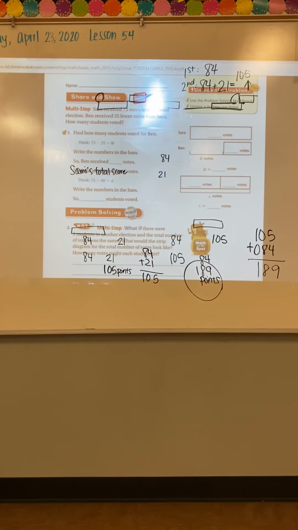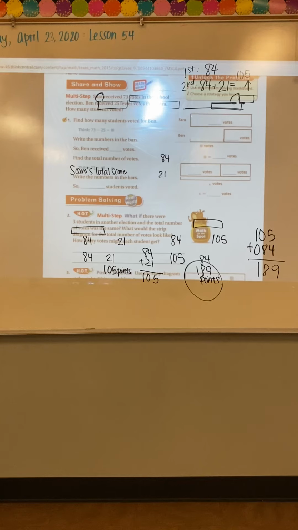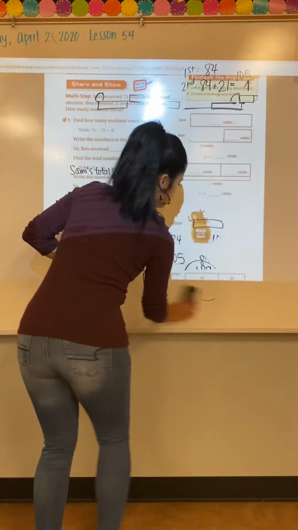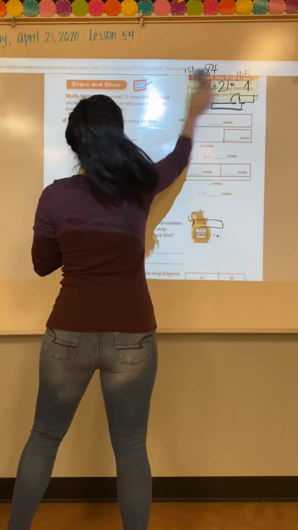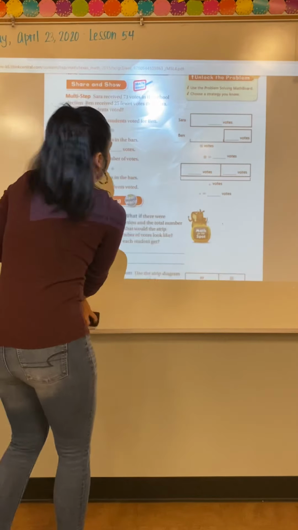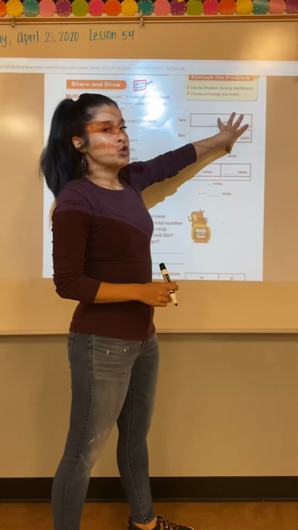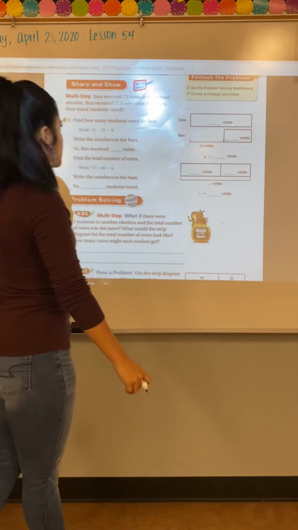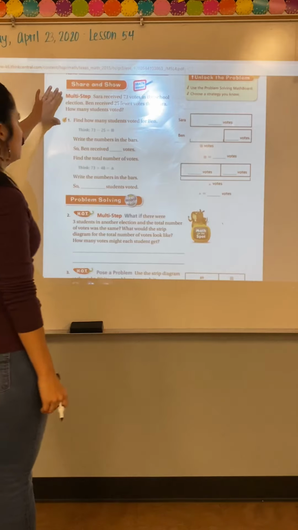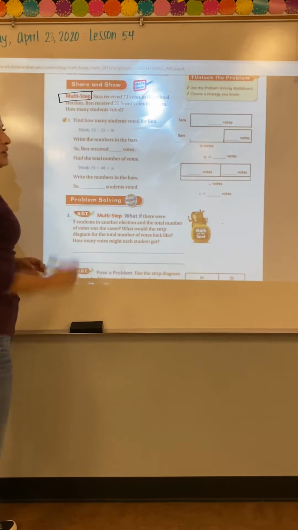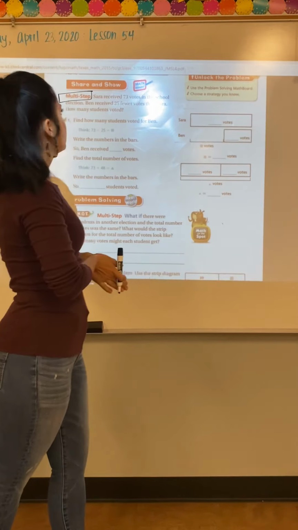I'm going to skip around. I'm going to be under share and show. That's going to be on page 159. Let's take a look at number 1. And immediately I notice that, oh, we have a strip diagram to use as a strategy here. Okay, now number 1, it says it's multi-step, so more than one step here.